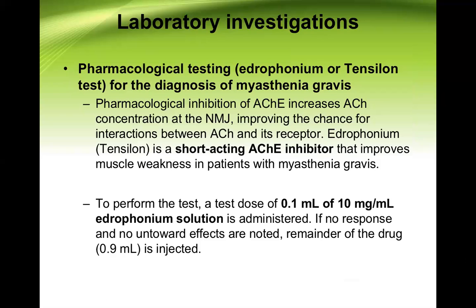Now, please pay attention. Another important lab test which we do for diagnostic purpose is the hydrophonium or tensilon test. This is a drug which can be used for treatment also, but it is a very short-acting drug. So rather than treatment, it is used for diagnostic purpose here. This hydrophonium is an acetylcholinesterase inhibitor drug, just like other drugs like pyridostigmine and neostigmine. So what it does is it inhibits the acetylcholinesterase enzyme. After doing so, the concentration of acetylcholine is increased in the neuromuscular junction.